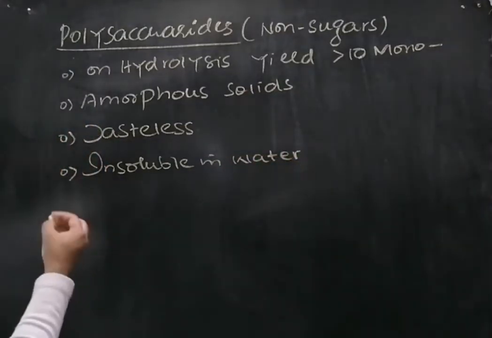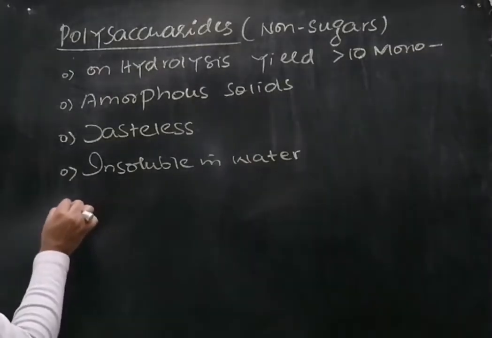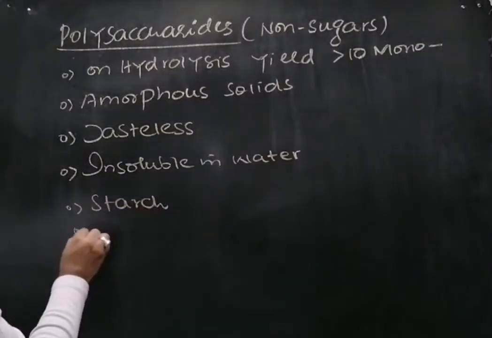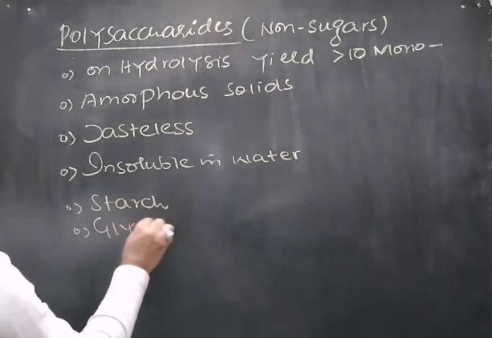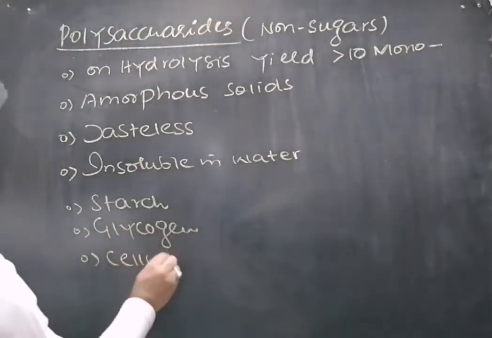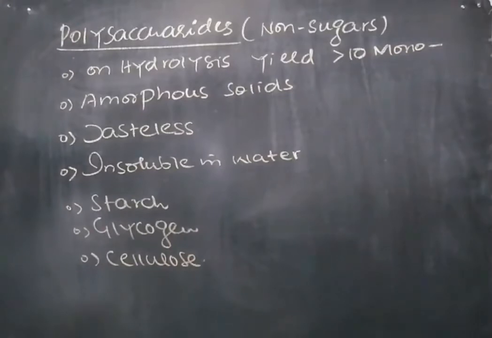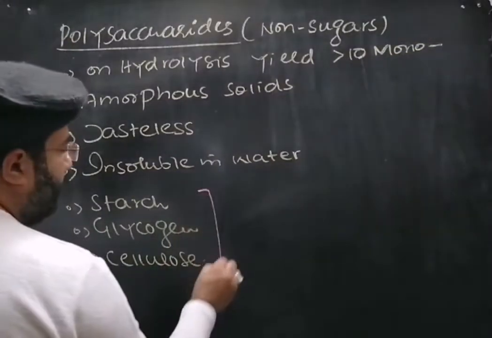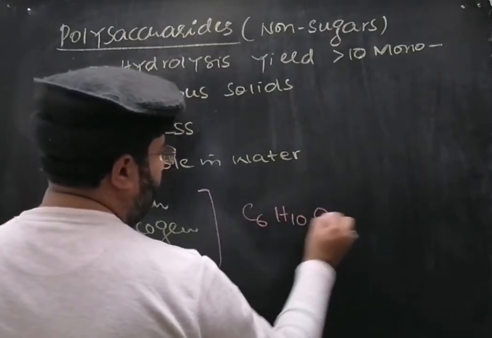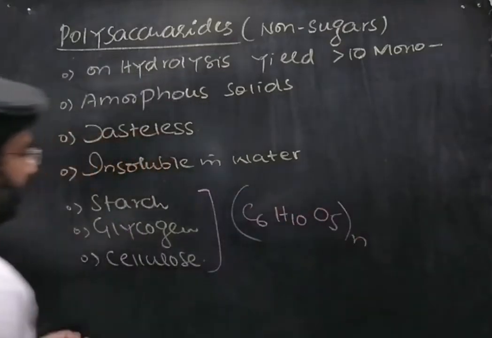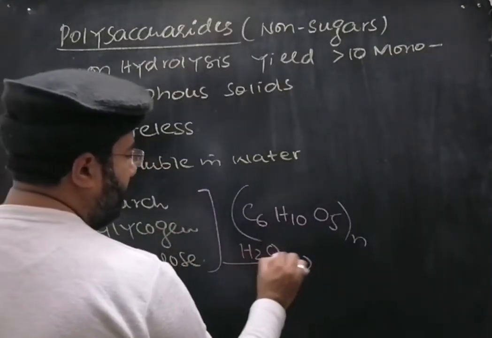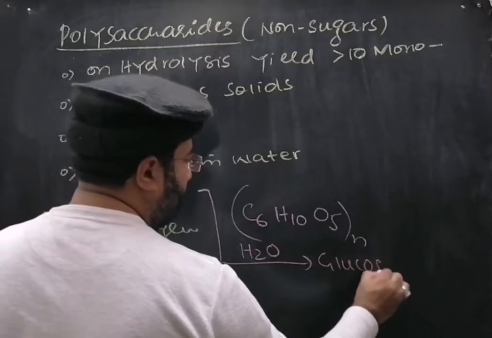And common examples of the polysaccharides are starch, glycogen, and cellulose. My dear students, the general formula of all these polysaccharides is C6H10O5 to the power n. And all these polysaccharides, when they are hydrolyzed, give only glucose units.